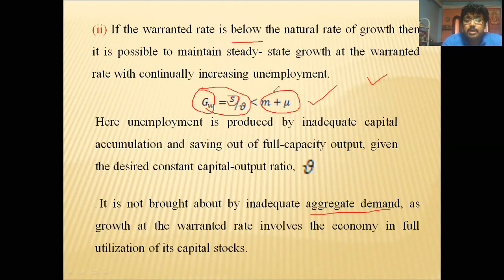Here, the Keynesian concept, that is, using the monetary and fiscal policy introduced by Keynes, this problem cannot be solved, because Keynesian understanding was related to aggregate demand. Here, the unemployment is not because of lack of aggregate demand, but because of lack of savings.